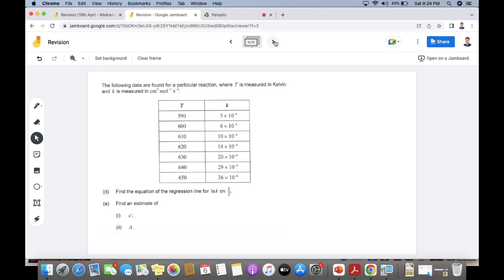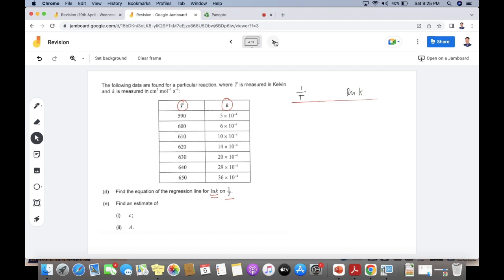However, you have to take note that the table shows us t and shows us k. But what we wanted to find is the regression line for ln of k and 1 over t. Hence, we need to come up with another table. We can use the data on the table, but we need to revise it. So we need to come up with another table wherein we have 1 over t and we have ln of k.